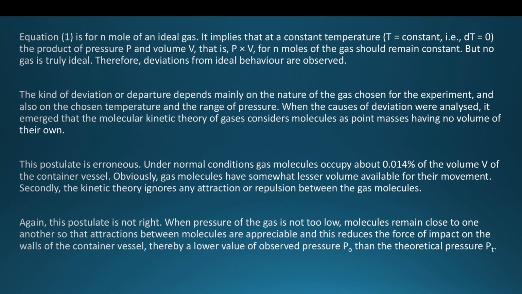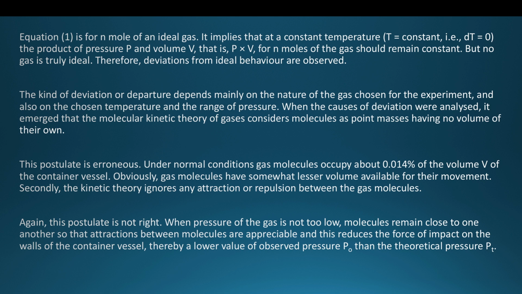Equation 1 is for n mole of an ideal gas. It implies that at a constant temperature, T equal to constant, dT equal to 0, the product of pressure P and volume V for n mole of gas should remain constant, but no gas is truly ideal. Therefore, deviations from ideal behavior are observed. The kind of deviation or departure depends mainly on the nature of the gas chosen for the experiment, and also on the chosen temperature and the range of pressure.